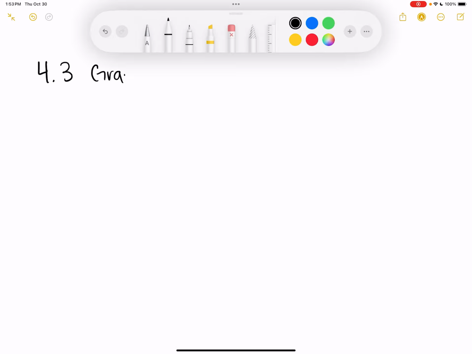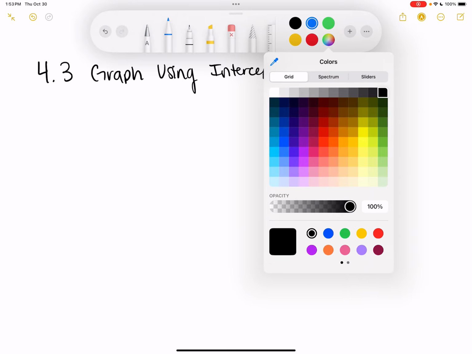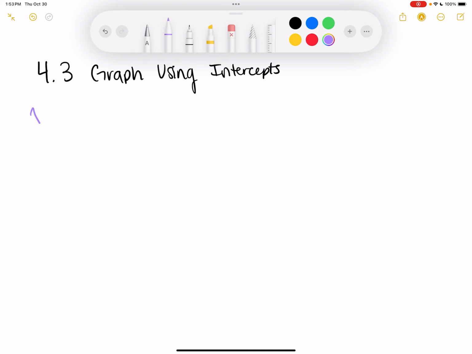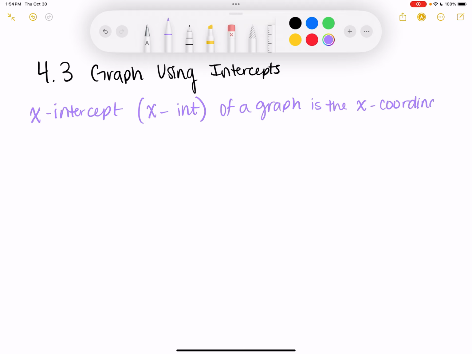4.3, graph using intercepts. The x-intercept, you'll often see me write it x-int, of a graph is the x-coordinate of a point where the line crosses the x-axis.